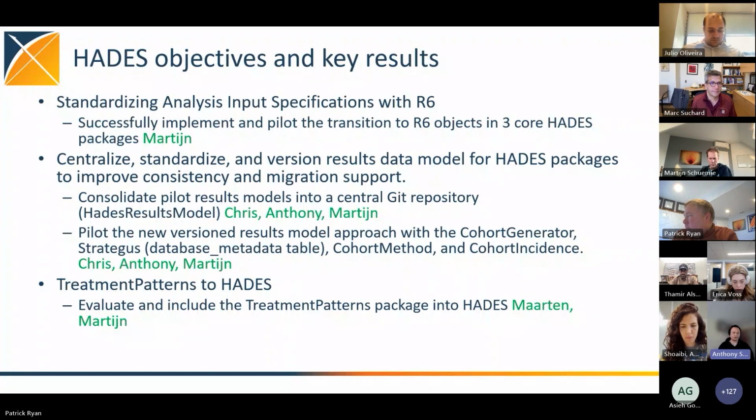First being that we want to focus on standardizing both the inputs for our network studies as well as the outputs in our results data model. And so we have a couple of objectives aimed at providing R6 classes, which is a nice way of saying we're going to have an object-oriented way of creating the input specifications for Strategus, as well as the results data model, which is the landing spot for our network studies and the data model that holds those results. We want to make sure that that is a standardized and versioned piece of software that is something that people can write reports off of, and it's consistent across studies.